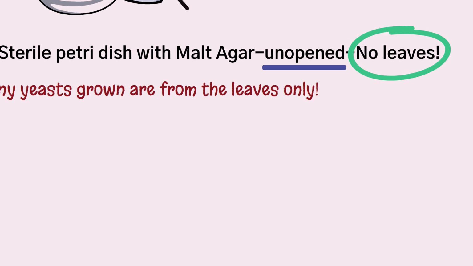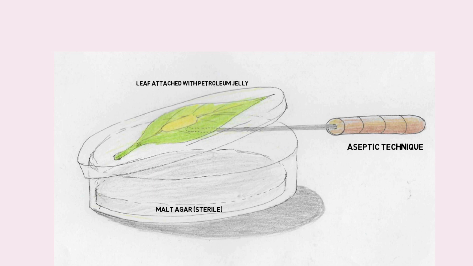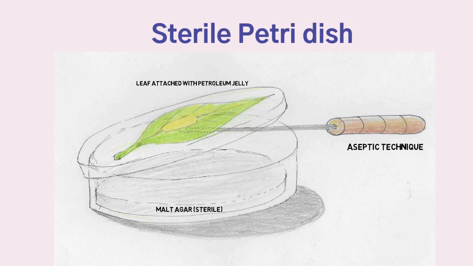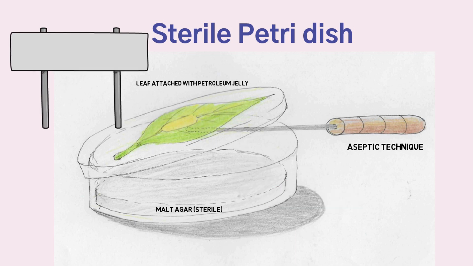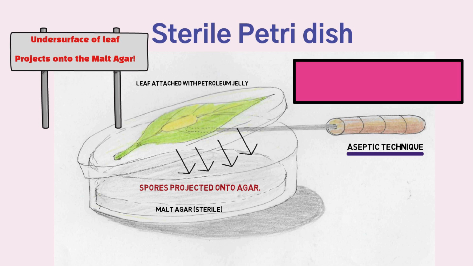So your control plate is simply just sealed with parafilm, and now it's on to the one where you're going to place the leaves or the sections of leaves. So you take the sterile petri dish and it contains that growth medium malt agar. So next, using petroleum jelly, either whole leaves or leaf discs are attached to the lid of the petri dish with the undersurface facing downwards because the spores will be projected onto the agar. All of this is done using aseptic technique, doing everything possible not to introduce other microorganisms.